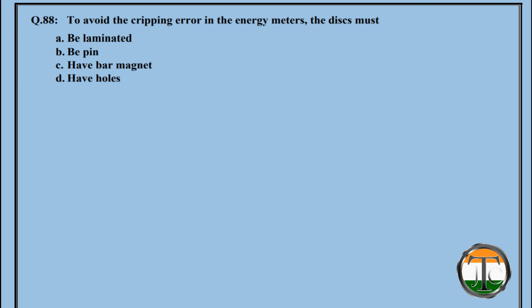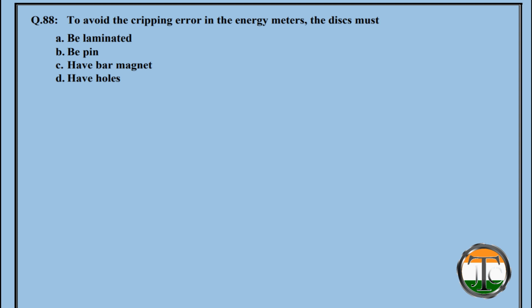This is a theory based question on the energy meter. In an energy meter, creeping error must be eliminated. So the question asks, to eliminate this creeping error, what must the disc of the energy meter be? Here the answer is the disc must have holes.